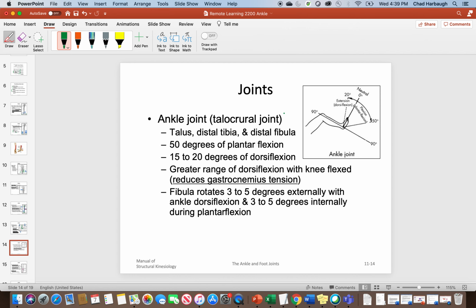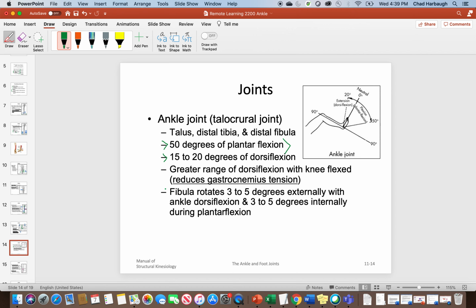So we will look a lot at ranges of motion. Basically, the primary function of the ankle joint is for plantar flexion, producing propulsive forces. So 50 degrees of plantar flexion, but we should have somewhere between 15 to 20 degrees of dorsiflexion. So the greater range of dorsiflexion with knee flexed helps to reduce the gastrocnemius tension.